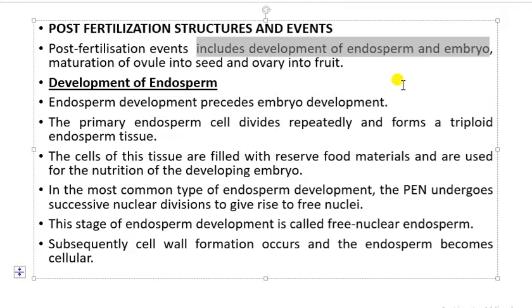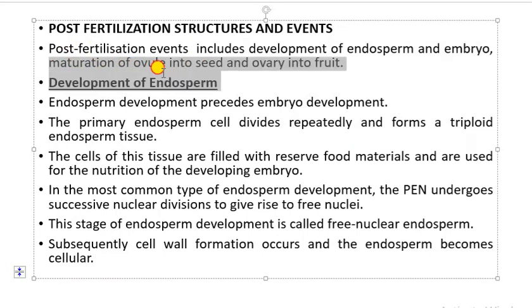Development of endosperm takes place from PEC, that is primary endospermic cell, and development of embryo takes place from the zygote. Also there will be maturation of ovule into seed, and ovary will mature into fruit. So these are the four major events which take place in case of post fertilization. Now we'll go with the first one, the development of the endosperm.